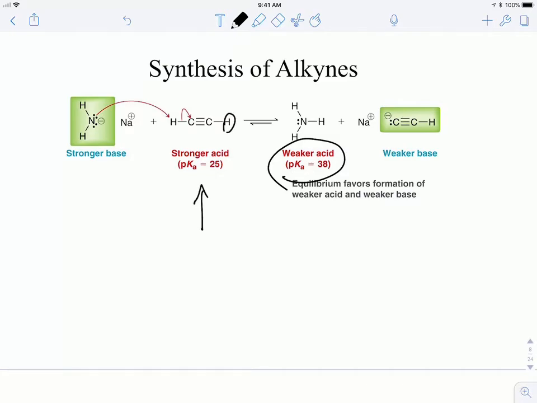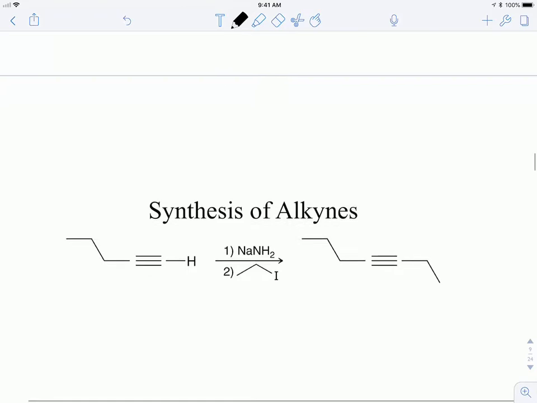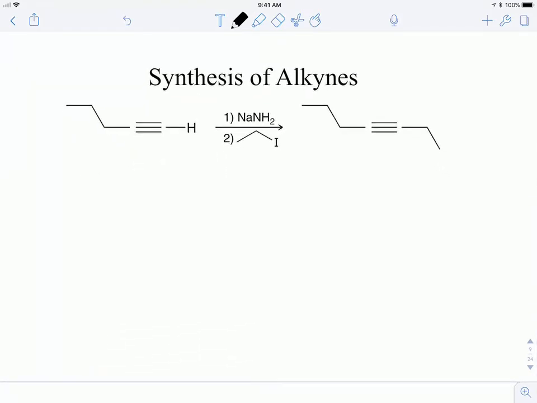So this CH bond is actually more acidic than this CH bond. So you're going from a stronger acid to a weaker acid. You're going from a stronger base to a weaker base. The equilibrium is going to move in this direction and favor formation of this carbanion. How can we exploit that to do chemistry?